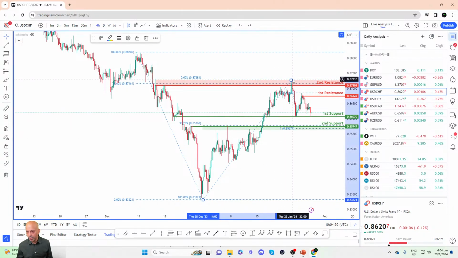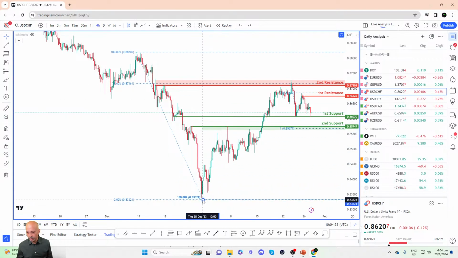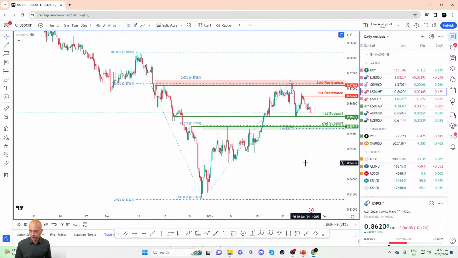So this retracement was found by starting from this swing low here on 28th of December, ending with the swing high here on the 23rd of Jan, right? So these are the key support levels for dollar franc, and because we've seen it bounce off this level here, maybe there is a potential bullish opportunity for the dollar.